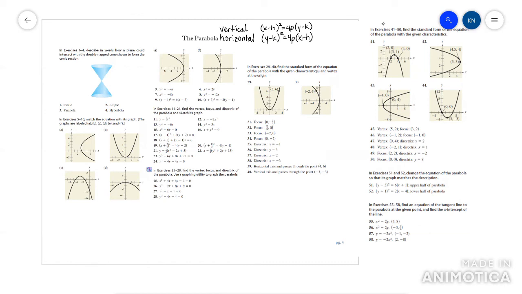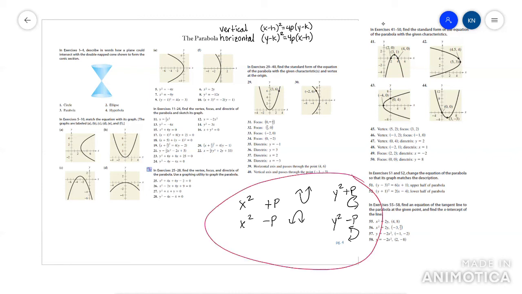And the way you know which way it opens: if you have an x squared with a positive p-value, it's going to open up. If you have an x squared with a negative p-value, it's going to open down. If you have a y squared with a positive p-value, it's going to open to the right. And if you have a y squared with a negative p-value, it's going to open to the left. So that's where I would start with parabolas. You really need to know this right here.